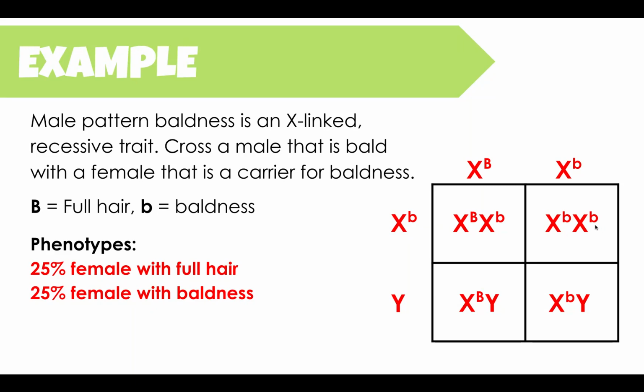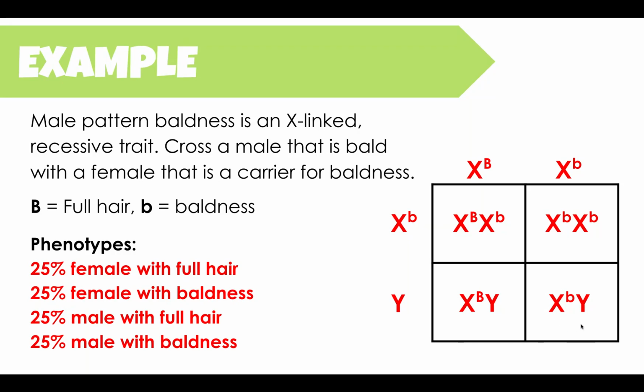Then there would be a 25% chance that the offspring would be a male with a full head of hair because they got that one dominant allele. And then lastly, a 25% chance of a male that is also bald. They have that recessive allele.